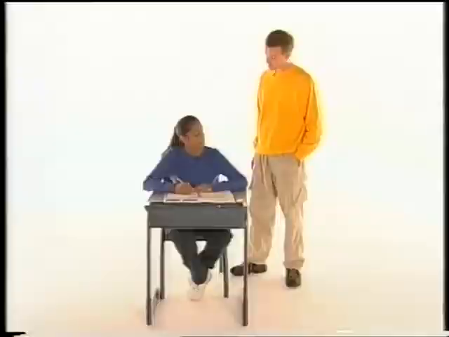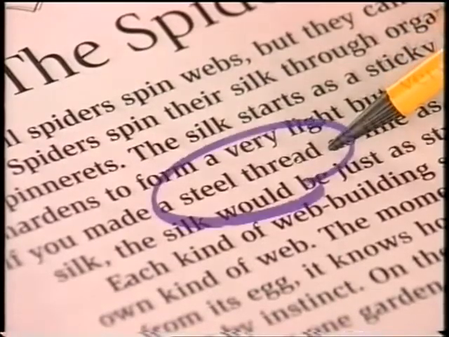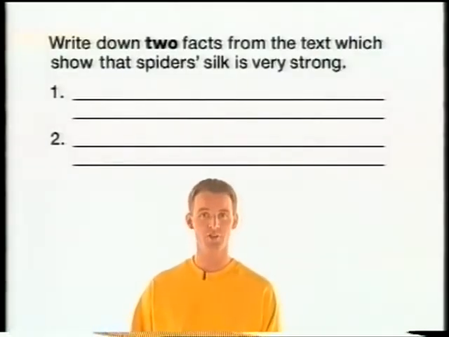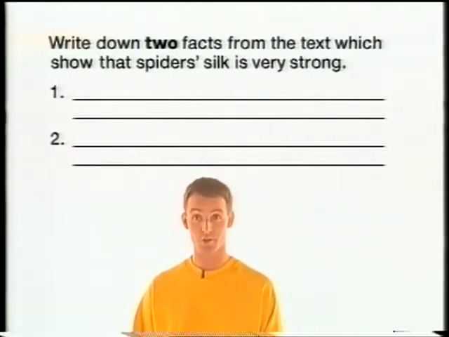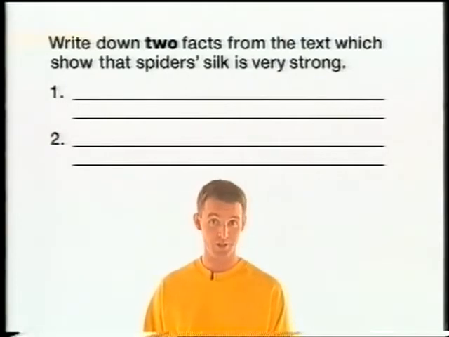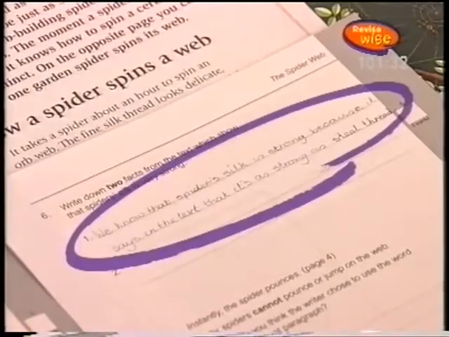So, what's the answer? I found one answer. It says it's as strong as steel thread, and I know steel is very strong. That's good, so write that down. Notice, for this question, there are lots of lines to write on for each fact, so you know that you need to write a phrase or a sentence, not just one word. So, what have you written? We know that spider silk is very strong because it says in the text that spider silk is as strong as steel thread.